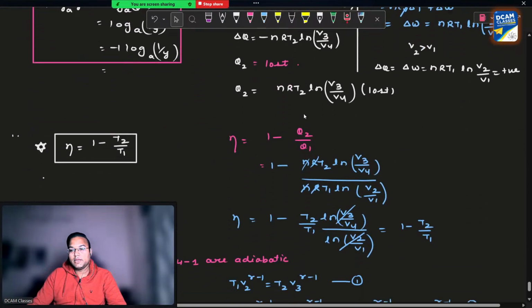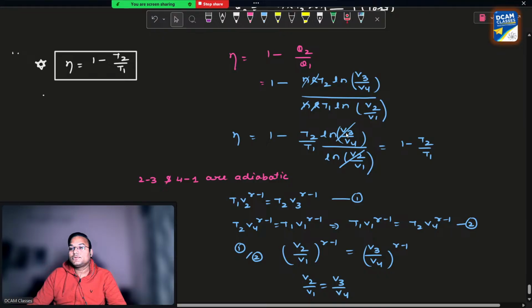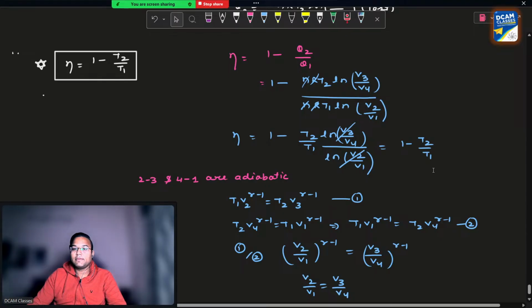Yes. Now see, by dividing these two equations, T1 will be cancelled, T2 will be cancelled. I'll get V2 by V1 power gamma minus 1 is equal to V3 by V4 power gamma minus 1. Means V2 by V1 is equal to V3 by V4. So that's why log V3 by V4 is equal to log V2 by V1. They will be cancelled. So I'll get the value of efficiency as 1 minus T2 by T1. That's why the efficiency of a Carnot cycle is 1 minus T2 by T1.